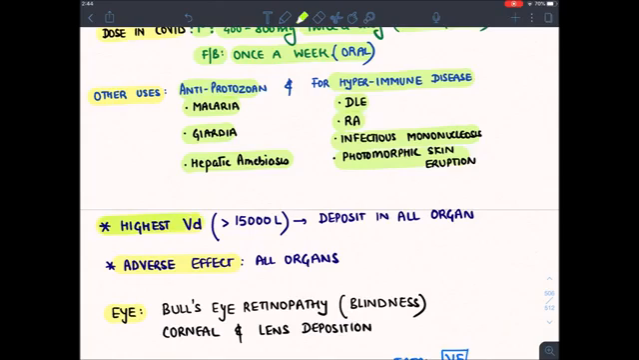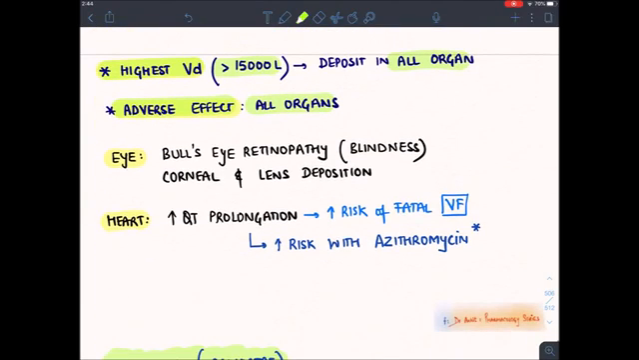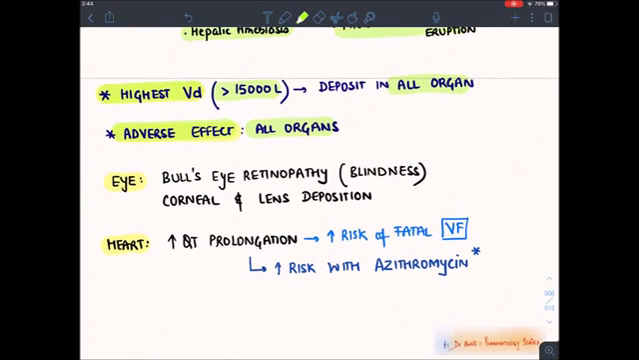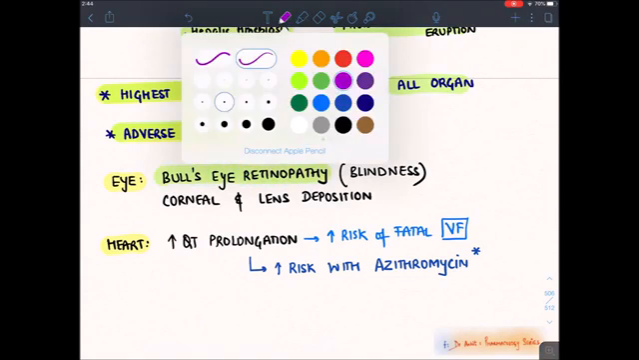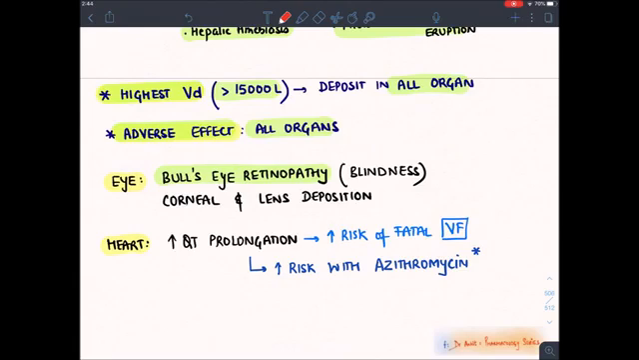Now let's talk about certain properties of hydroxychloroquine. It has the highest volume of distribution among all known drugs, around 15,000 liters. It means it deposits in various organs. And as it deposits in various organs, it produces toxicity in all organs. But the notable side effect you have to remember is that in the eye, it causes a retinal damage known as bullseye retinopathy, which will lead to blindness.